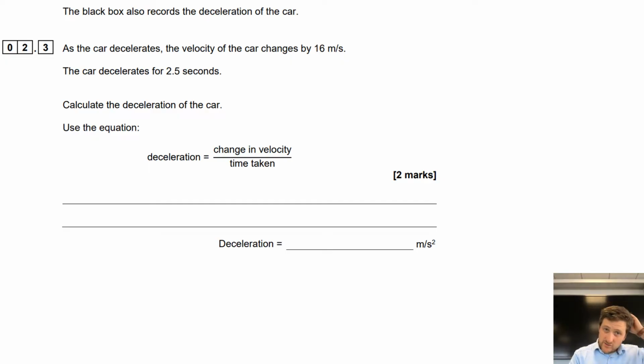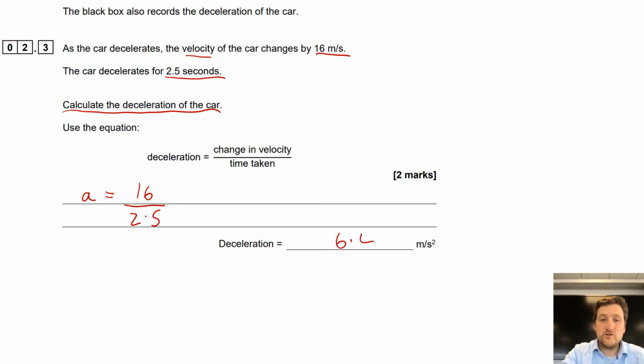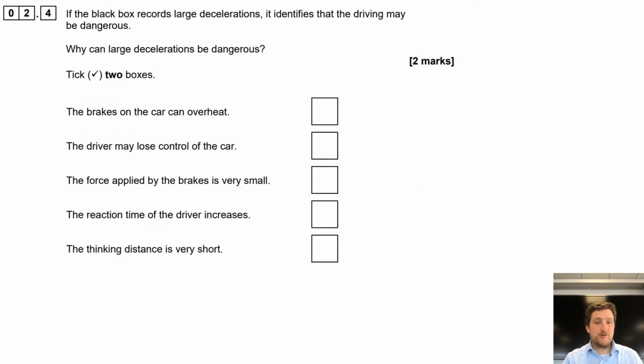Now, as the car decelerates, we have another equation to use, and it says calculate the deceleration. Deceleration is the same thing as acceleration, which means we can use that same equation, and instead of writing D for deceleration, it's actually an A. It tells us the velocity changes by 16, and that the car decelerates for 2.5 seconds. So we're going to do 16 divided by 2.5, which equals 6.4 meters per second squared. Again, it's only 2 marks because we substitute in the numbers, then we use a calculator to get the answer.